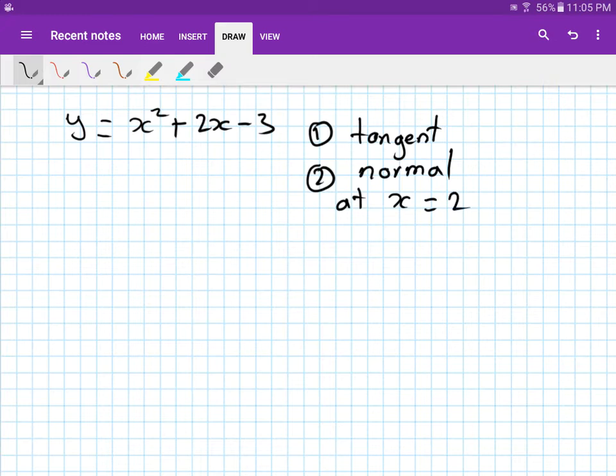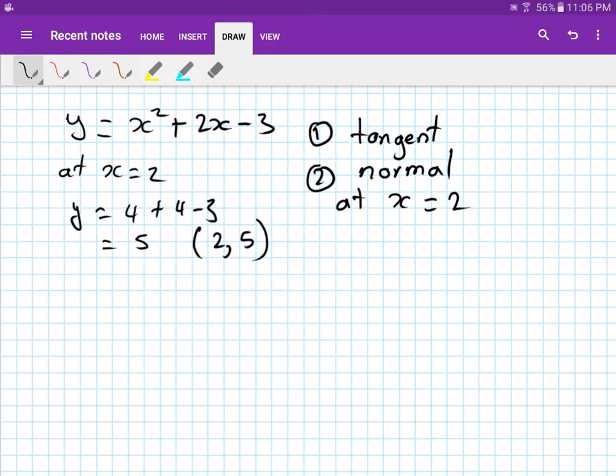Now remember, we need to follow the steps. Step number 1, what do I do? I find the point. It only gives me x, so I need to find y. At x = 2, y = 2² which gives 4, plus 2 times 2 which is 4, minus 3, so that gives me 5. Therefore the point is (2, 5). So step number 1, I have the point already.